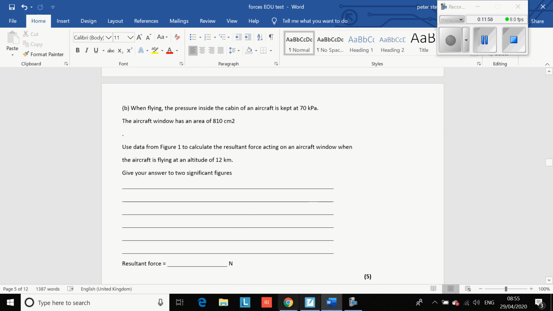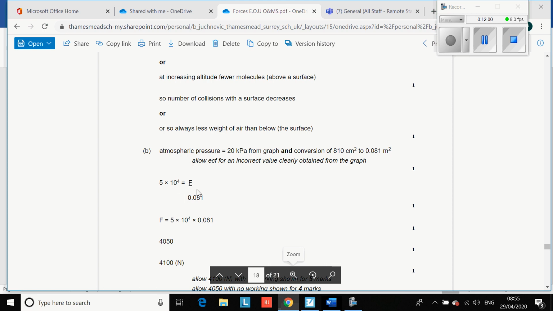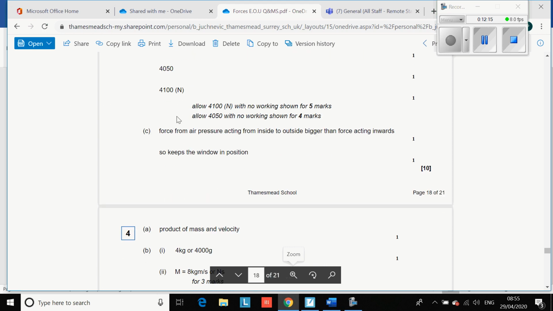Okay, so it needed you to spot that and divide that then by the area, which is being converted into meters, and you have your force. So the pressure divided by area gives you the force, and then two significant figures, 4,100.